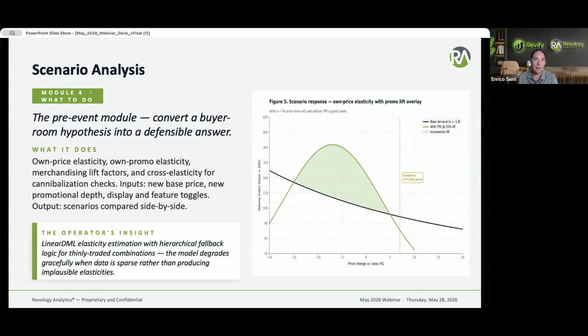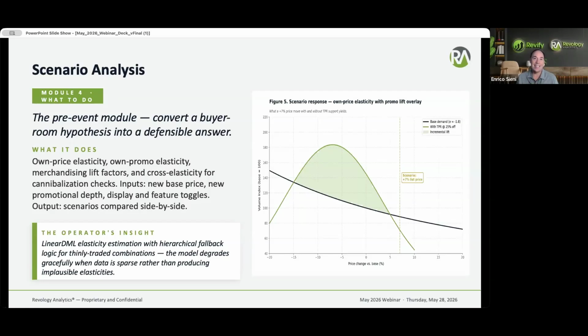All of this is fed into a new base price, a new promo depth. You can display and feature toggles, and it lays the scenario out side by side. So now you can start visualizing your expected range of performance outputs. And it uses elasticity behind the scenes. I won't go through the technical details. I know that Armin could spend the day just on that.